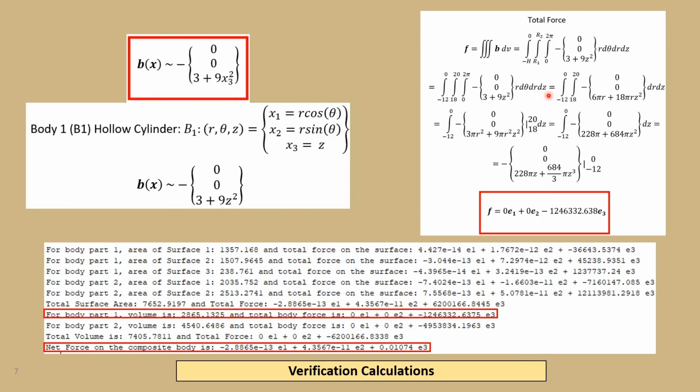Working through my math, you can see that I obtained 0 in the E1 direction, 0 in the E2 direction, and a negative 1,246,332.638 in the E3 direction, which exactly matches my MATLAB output as shown here. And due to my forces being super large, you can see that my net force on my total composite body is relatively in equilibrium, but not quite. But that is just due to how large my forces are. So thank you for watching.